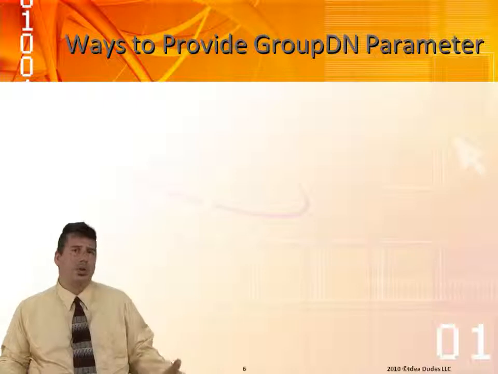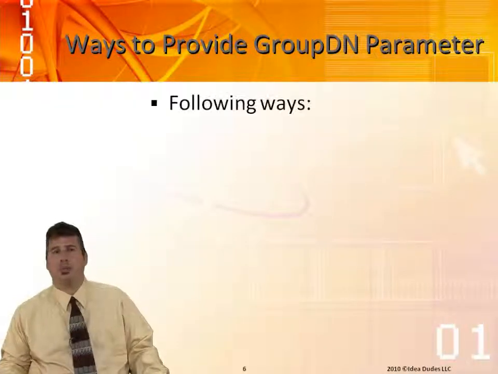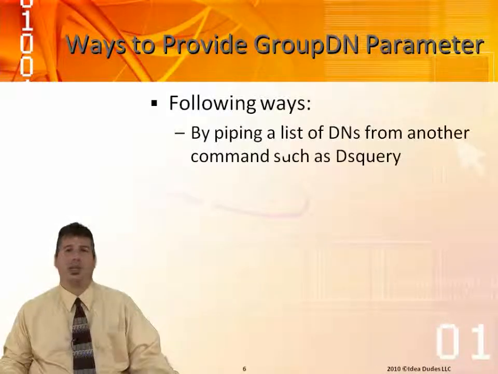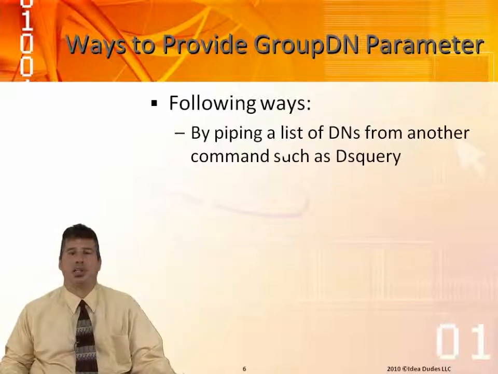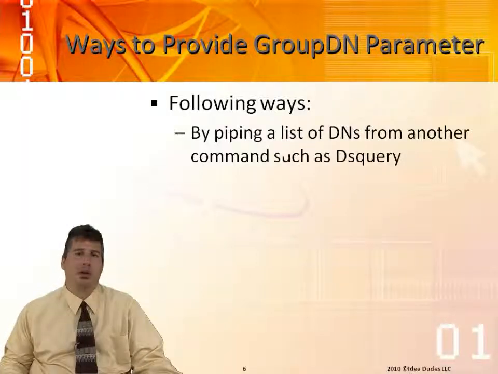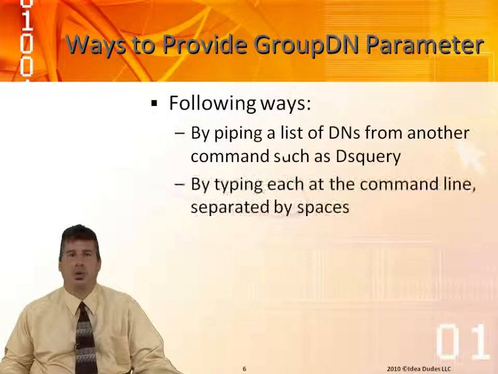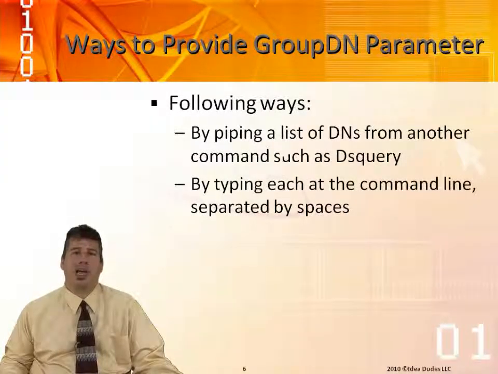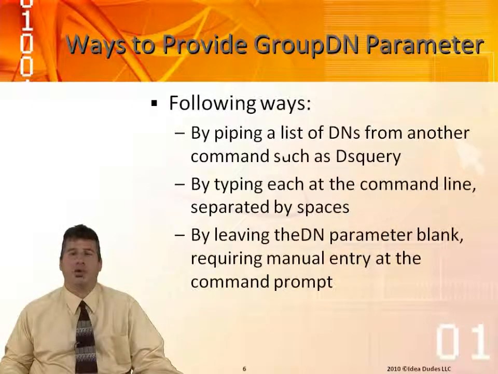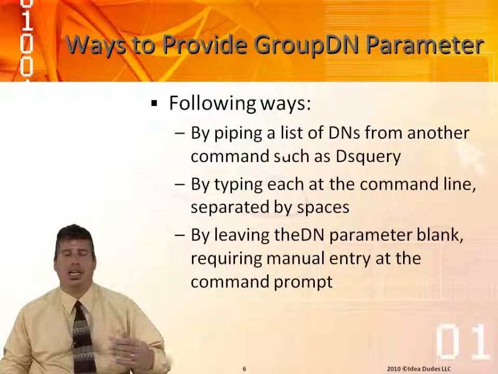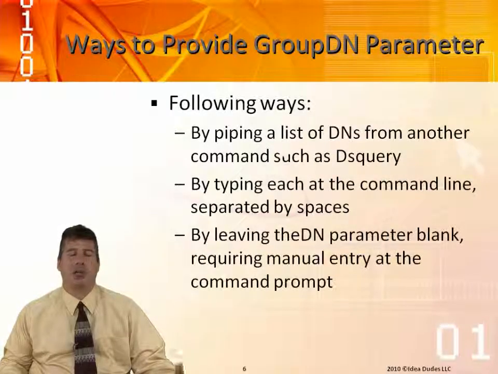There are different ways to provide group DN parameters. You can do it by piping a list of DNs from another command, such as dsquery. What we're doing there is using the pipe symbol. You can also type each of them at the command line, separated by spaces. Or you can leave the DN parameter blank, which requires manual entry at the command prompt. Once you do that, it's going to ask you what the different DNs are, and you'll keep entering them in succession, which allows you to have additional ones.